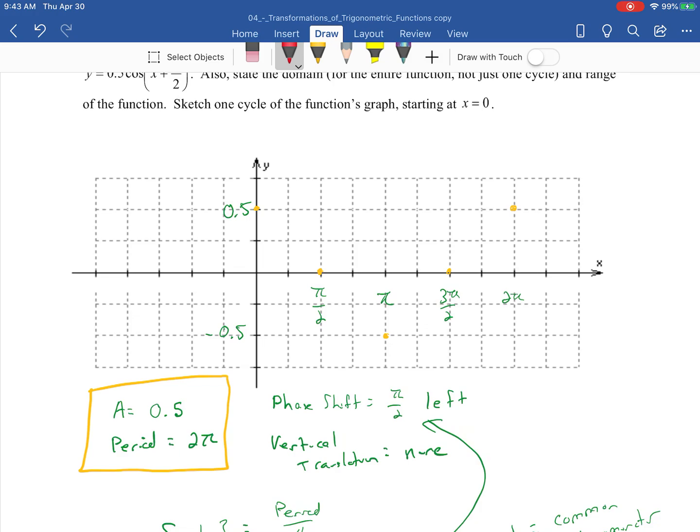I've got to take all of those points and go pi over 2 left. Now, what is pi over 2 on this graph? It's 2 squares. So I've got to move everything left 2 squares. Notice, because I chose a scale that works well with the phase shift, it's exactly 2 squares. It's not some weird amount. So I move this one 2 to the left, to the left, to the left, to the left, to the left.